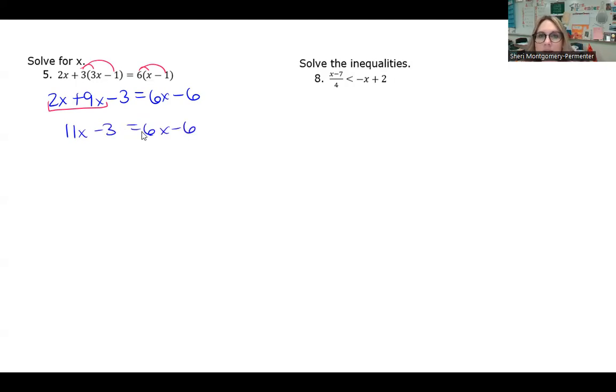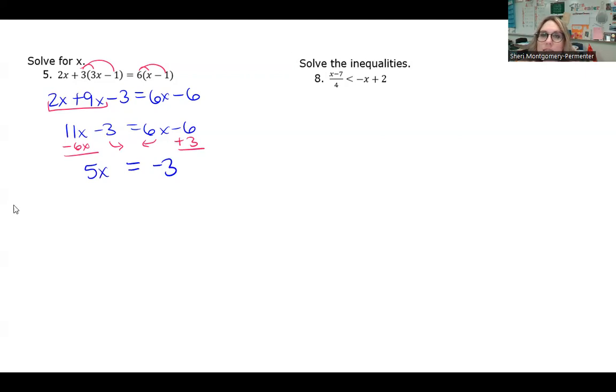So remember when I talked about a magnet, if I have 11 and I have 6, which one is bigger? 11 is bigger, so it's going to pull the 6 over. And since I'm going to position my x's on this side, I can go ahead and get rid of the -3 all on the same step. So I will add 3. So 11 minus 6 gives me 5x. And negative 6 plus 3 gives me negative 3.